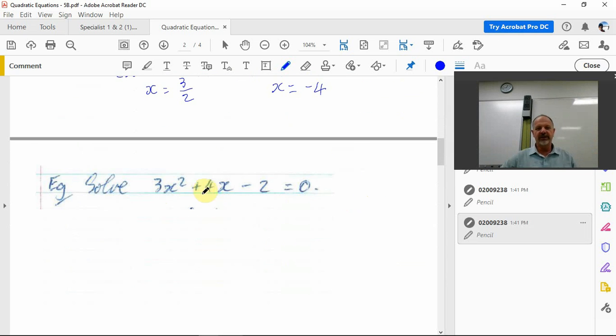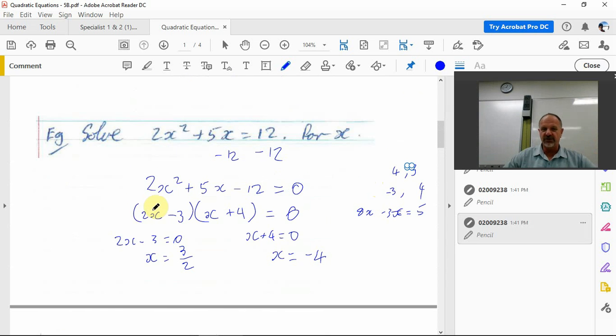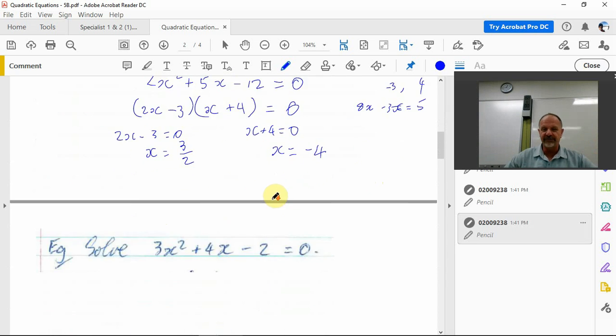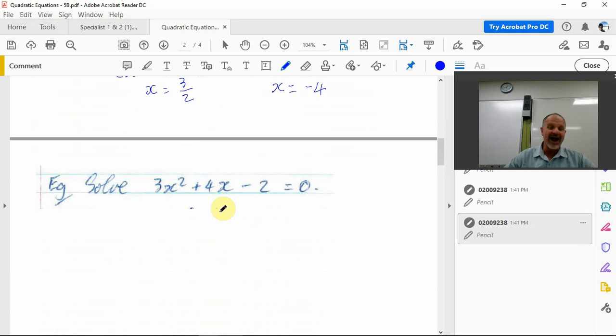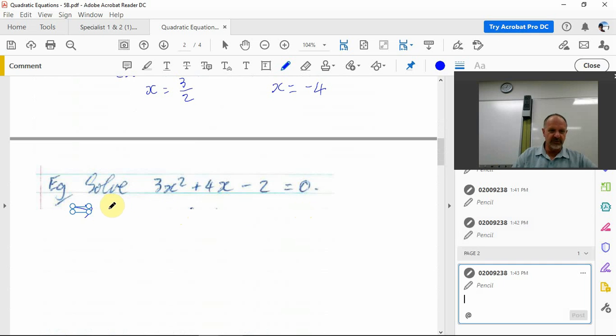So 3x squared plus 4x minus 2. All right, so this one's not going to be easily factorised. If I'm going to try and get binomial factors like that, I'm not going to find them easily at all. They're not going to be whole numbers. So if it's not easily factorised, we want to go to the quadratic formula.